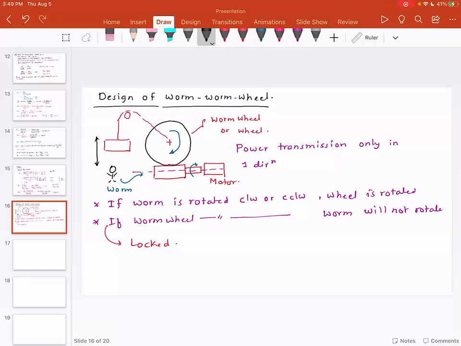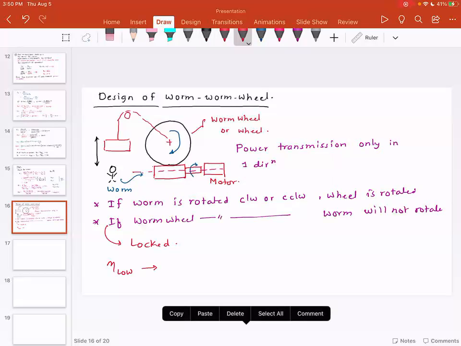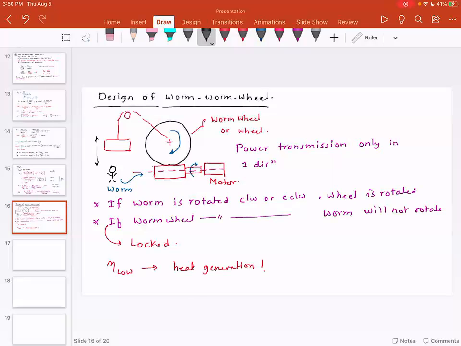Now, what are the disadvantages? Worm wheel efficiency is low, which means a lot of power gets wasted as heat. So heat generation is something we need to take into account when we design worm wheel.